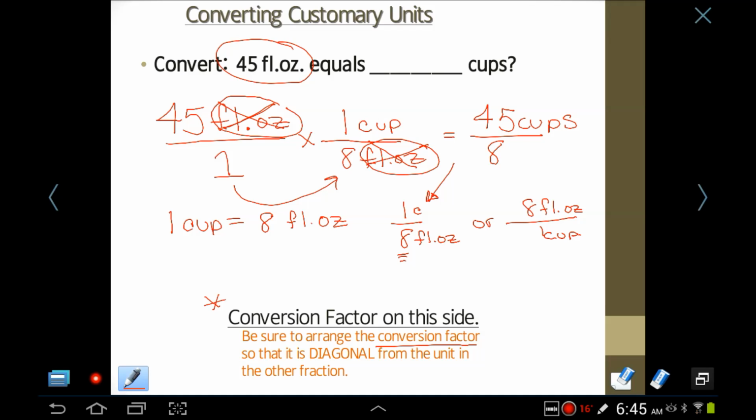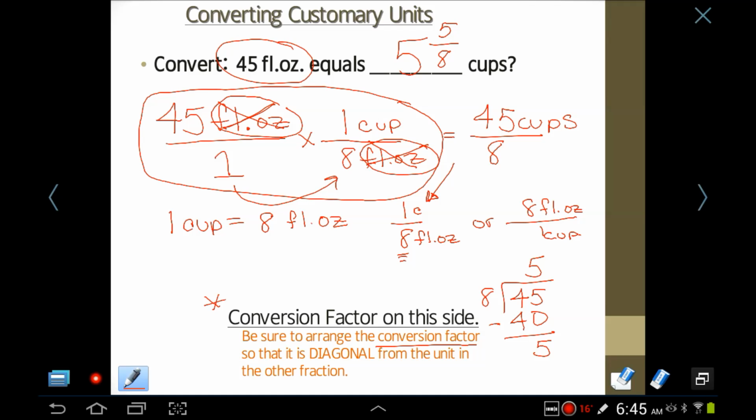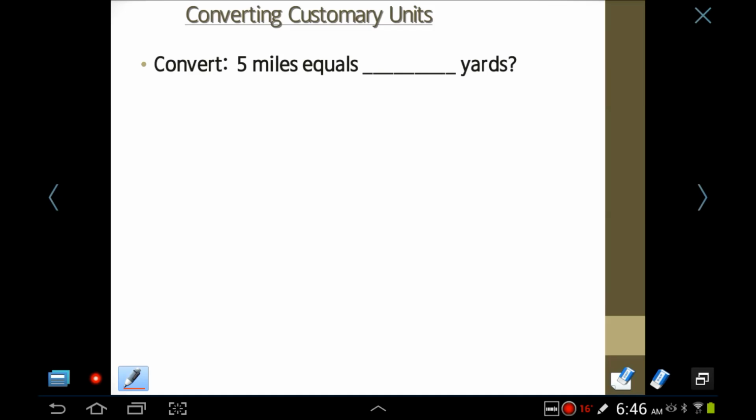It's getting kind of messy, but I'm going to change that to a mixed number. So 45 divided by 8. Let's do top divided by bottom. 8 divides into 45 a total of 5 times. 5 times 8 is 40, and you get a remainder of 5. So when we write our answer, we get 5 and 5/8 cups. So the big takeaway from this slide is that you want these units to be diagonal from each other.